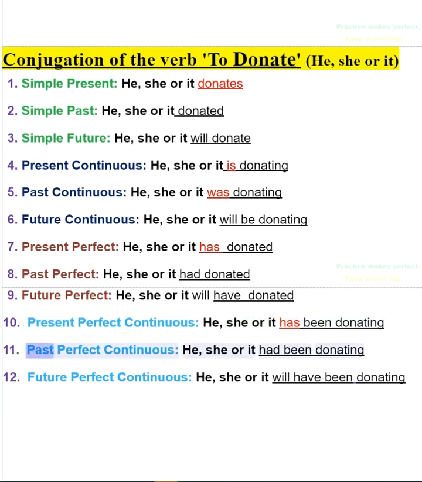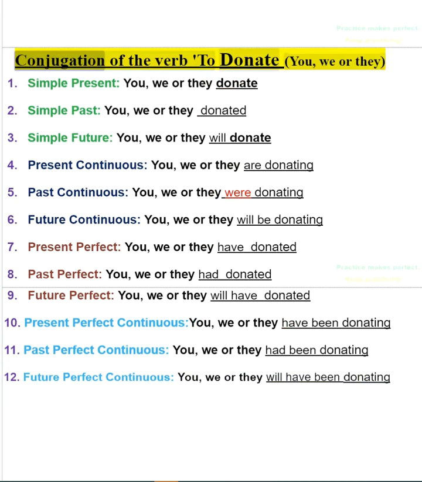11. Past perfect continuous, he, she or it had been donating. 12. Future perfect continuous, he, she or it will have been donating. Conjugation of the verb to donate, we or they.